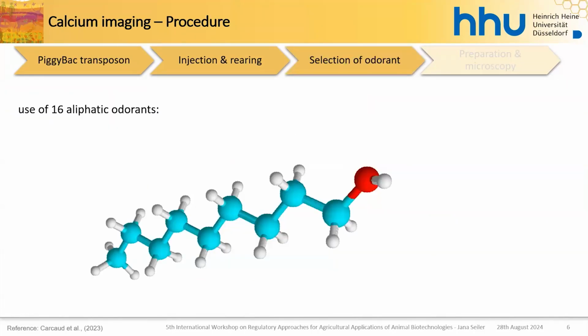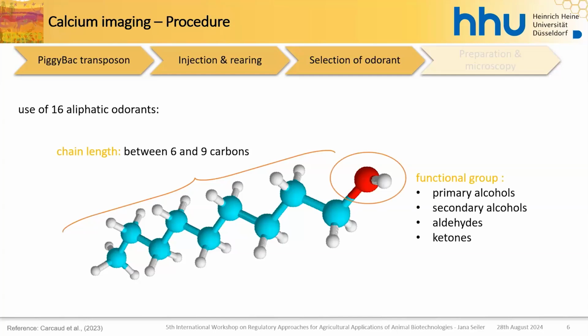In our first experiment with the calcium sensor, we tested 16 olfactory odorants. These are different both in chain length and in the functional group. Since similar experiments had been conducted with these odorants before, these odorants served initially to control the system.